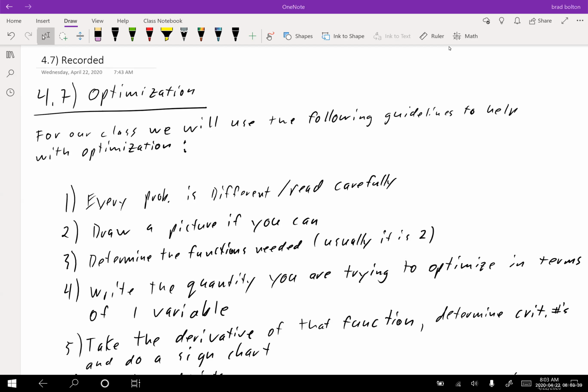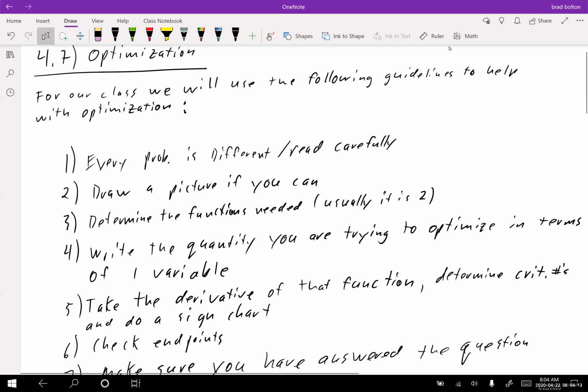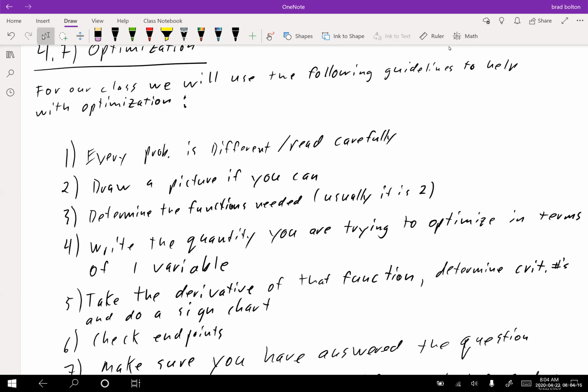So the main thing for optimization is we're trying to find a way to use derivatives to help us figure out how to solve problems with optimization. And optimization could be something such as minimizing cost or maximizing revenue, or you could maximize area, maximize volume, minimize distance. That's what optimization means for us, is finding ways to minimize and maximize things that we care about. So for our class, we're going to use these guidelines that I have written in front of you to help us with optimization problems, okay?